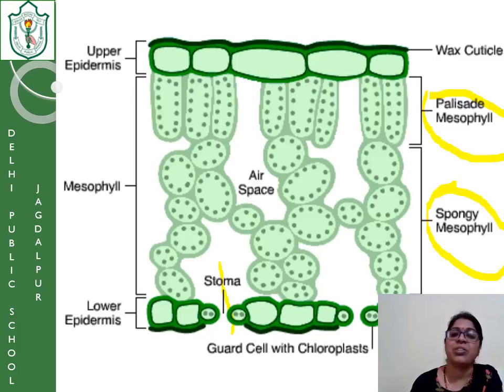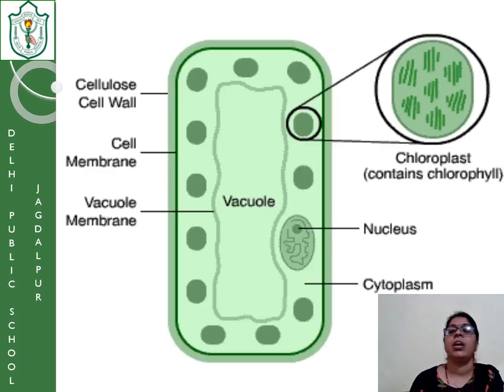This is the internal structure of the leaf. Just to recap: wax cuticle, then upper epidermis, then palisade mesophyll, then spongy mesophyll, then the lower epidermis, which contains the stomatal apparatus, the two guard cells, and the stomata opening. You can see in the picture the guard cells also have chloroplasts containing chlorophyll.